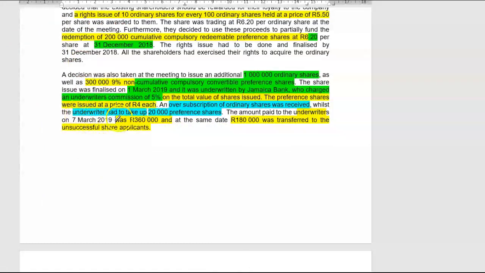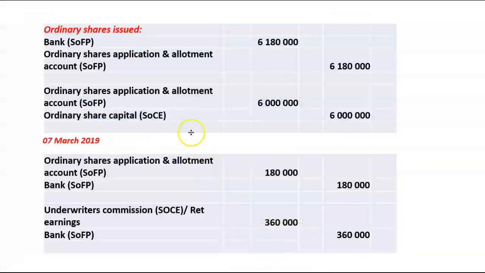The repayment of the excess monies happened on 7 March 2019. So that's a different date from the date on which we did the allotment. So debit ordinary share application and allotment account, then we're going to clean it out completely, 180,000, and credit bank 180,000. On this date, we also paid the underwriter's commission, so we're going to debit underwriter's commission or retained earnings 360,000, and we're going to credit bank 360,000.